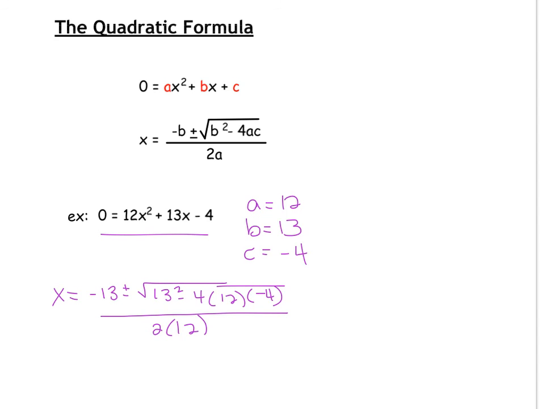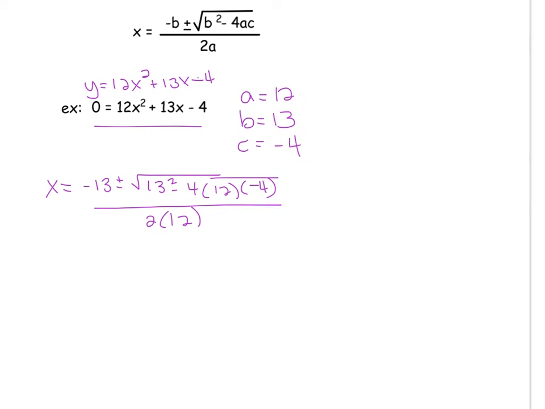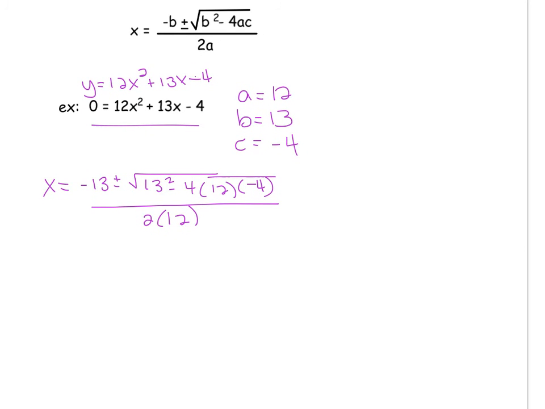Now if this represented y equals 12x squared plus 13x minus 4, the quadratic equation that I was trying to graph, and I wanted to find the x-intercepts: x-intercepts occur when y is 0, so subbing in 0 for y and then solving for x would be the way to get those x-intercepts. That's what I'm doing here when I use the quadratic formula. I'm finding points on the parabola itself.